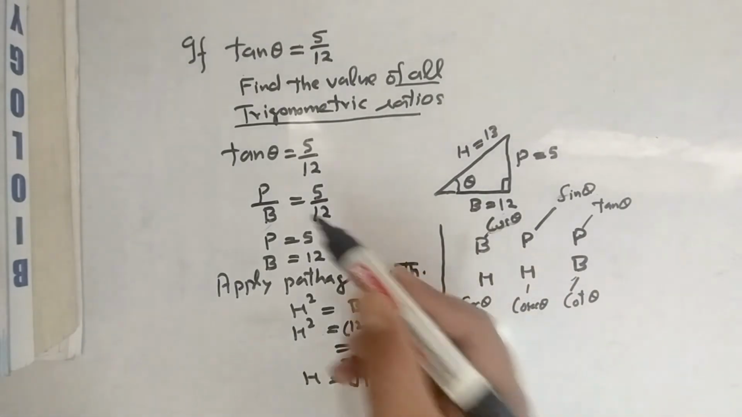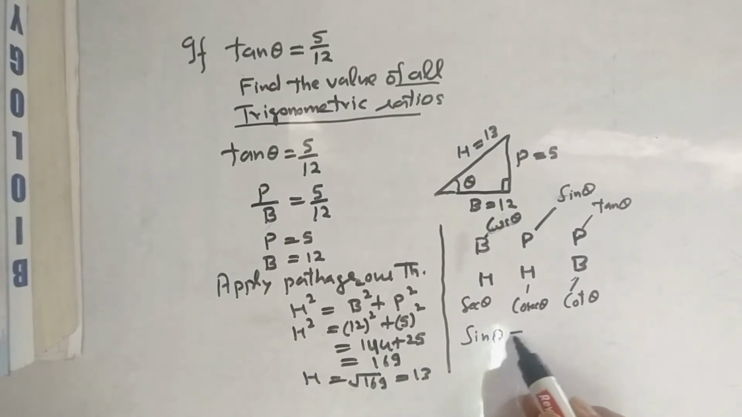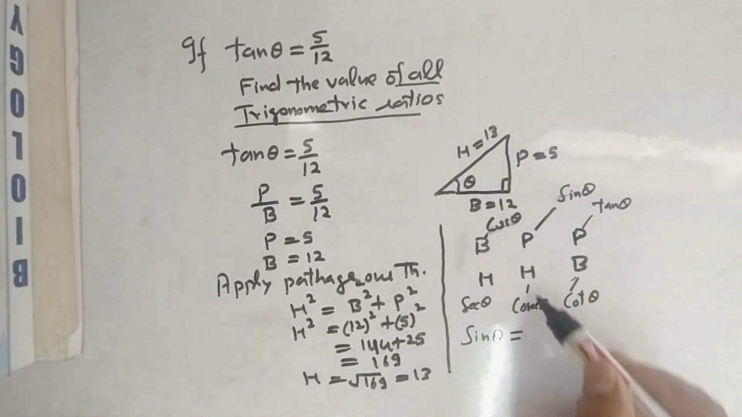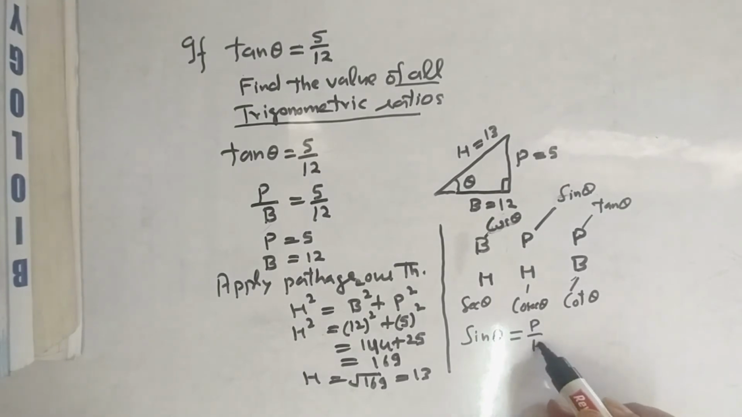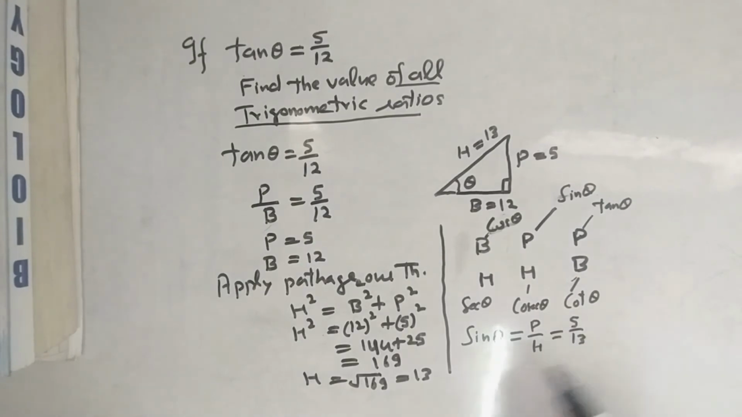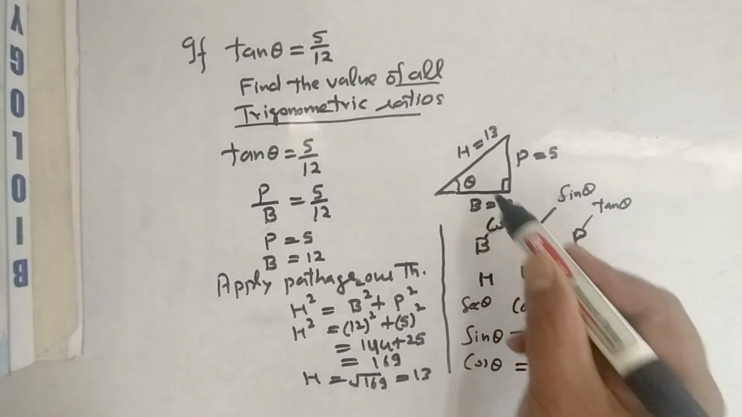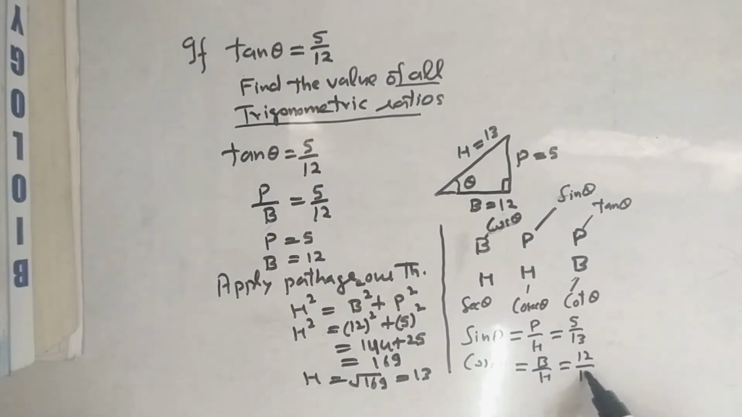So now you have to find, one is sine theta. So children, what is sine theta here? Sine theta is perpendicular over hypotenuse. Here perpendicular is 5 and hypotenuse is 13. So that is the first answer. Second answer is cos theta. Cos theta is base over hypotenuse, and here base is 12 over 13. Tan theta is already given.